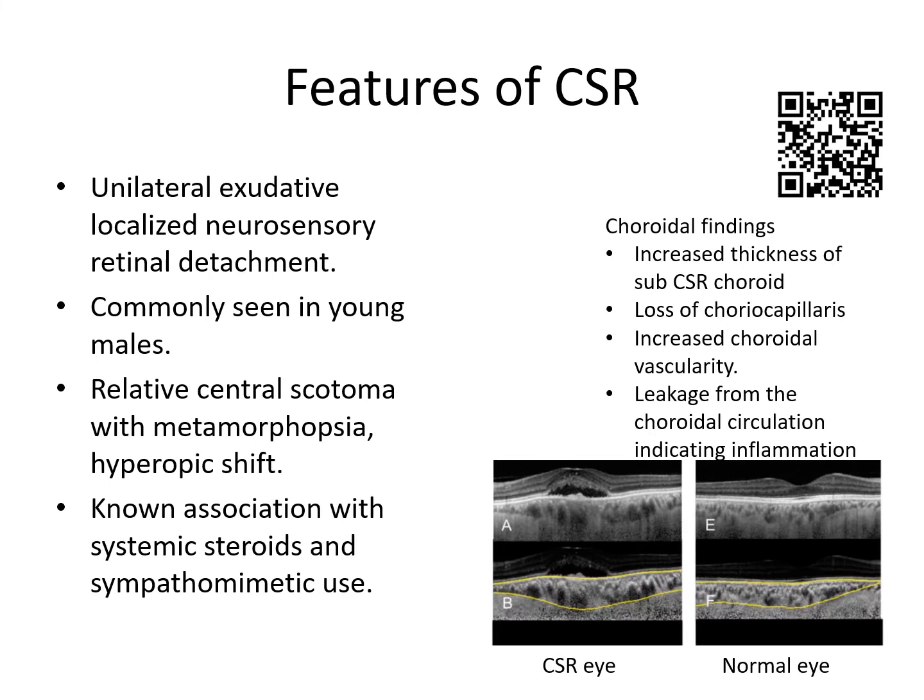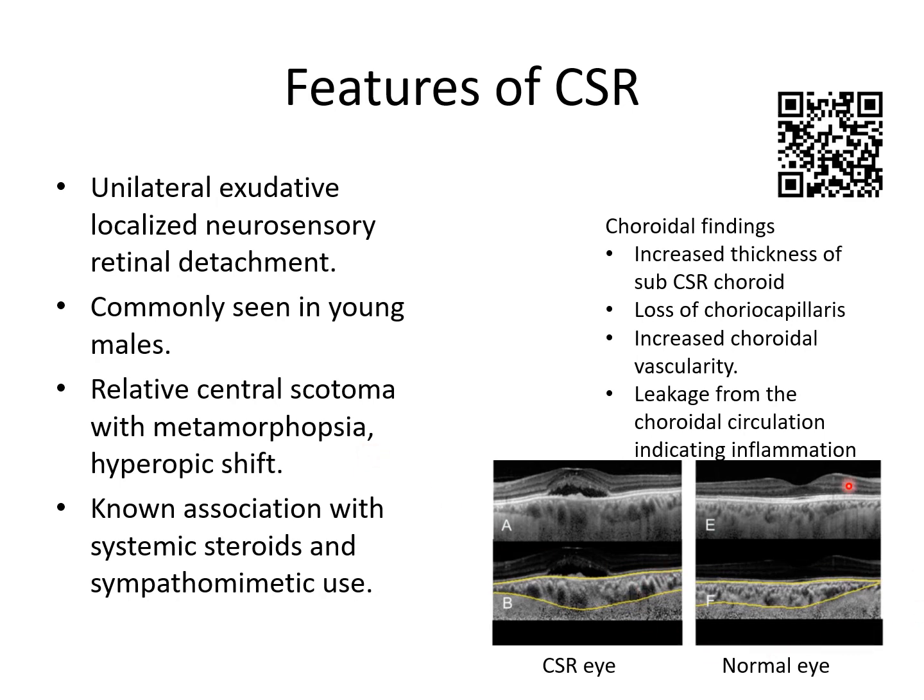Now, the first component of this disease is CSR, which is fairly common, and we have been seeing this disease for quite some time. And we all had patients in whom there was either a classical smokestack pattern of leakage or ink blot or diffuse leakage with a serous detachment of neurosensory retina. And this disease has a unilateral occurrence and is commonly seen in young males, and there's a relative scotoma with some amount of metamorphopsia because of the distortion of the overlying retina and a hyperopic shift in the patient's refraction. It has a known association with systemic steroids and sympathomimetic use.